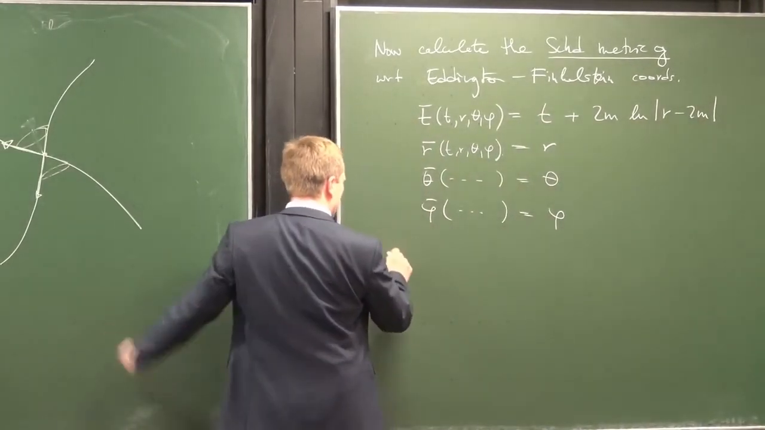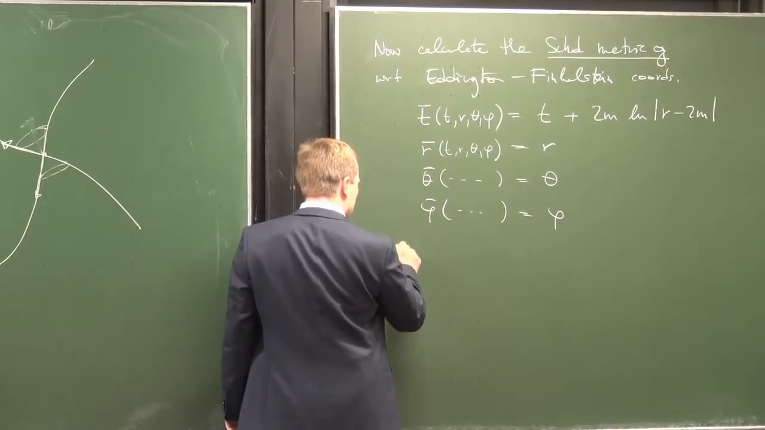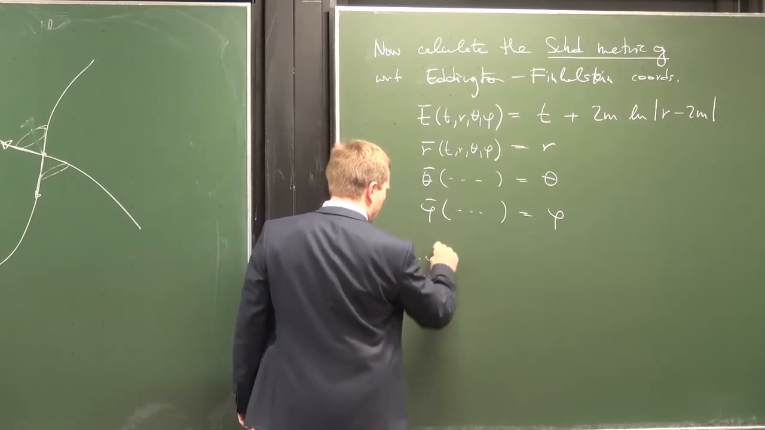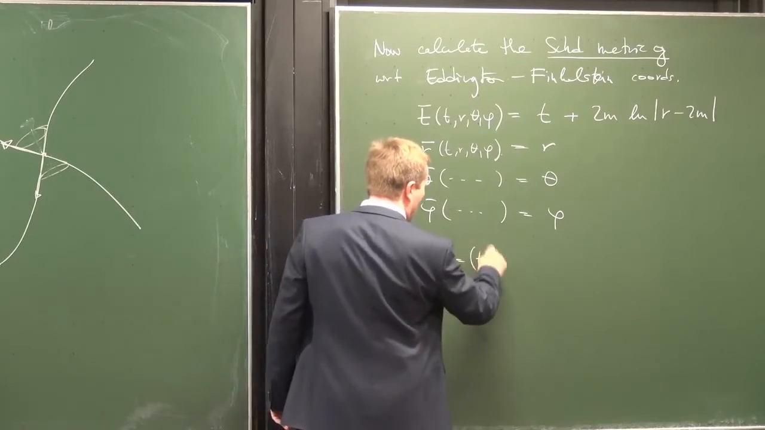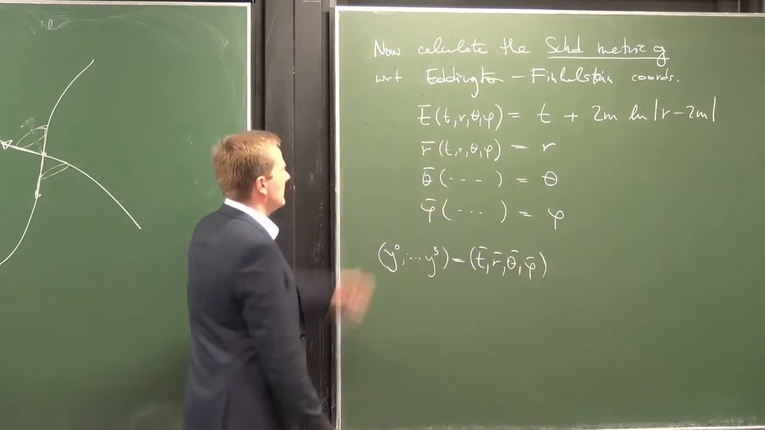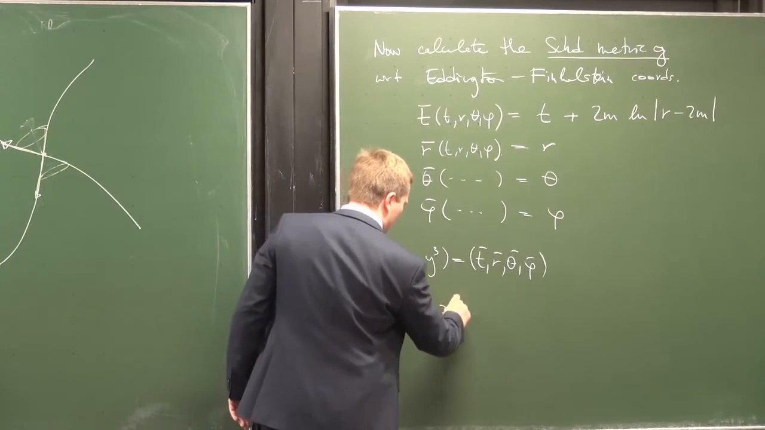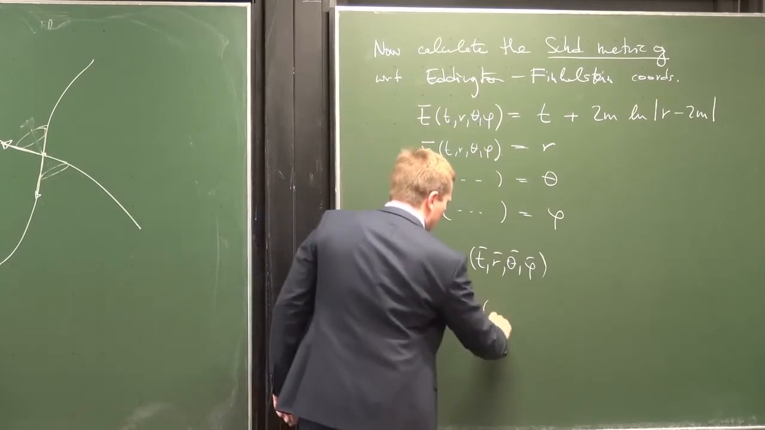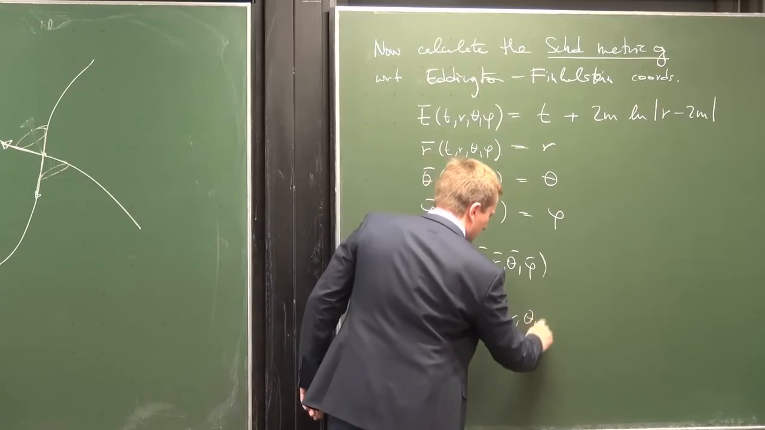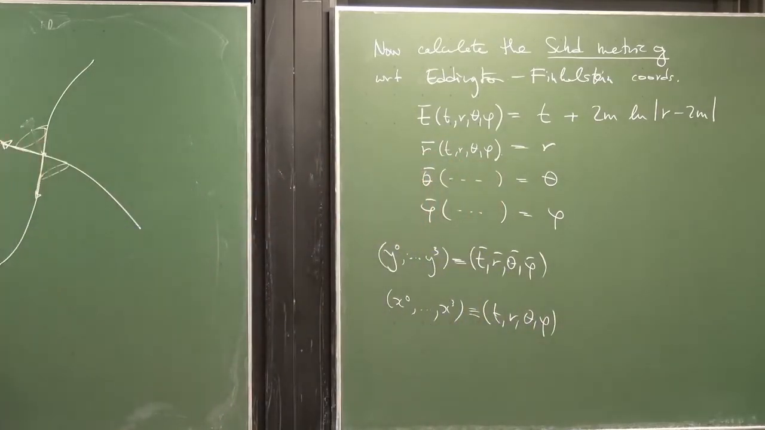And of course, in the terminology from before, y0 to y3 are the barred coordinates. I just use this nomenclature because it's a little bit easier to remember. And the old x coordinates are called like this. So this is just different names, but I try to make the connection to the general formalism.